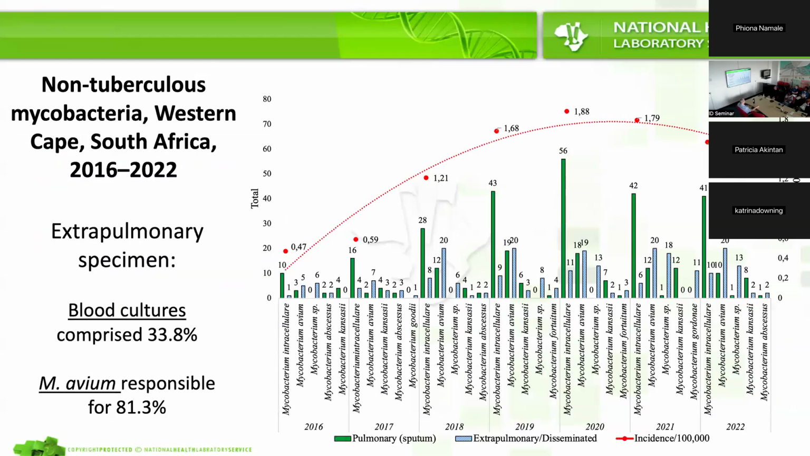So then if we look at the extrapulmonary sites, we can see the incidence of our NTMs per 100,000 population. This did increase, more or less, during our COVID peaks as well. So maybe there was a bit more consciousness regarding respiratory disease during that time. But as services normalized, we're seeing the peaks coming down.